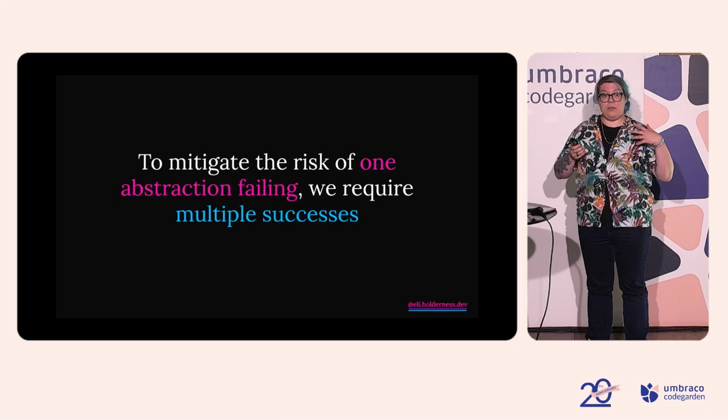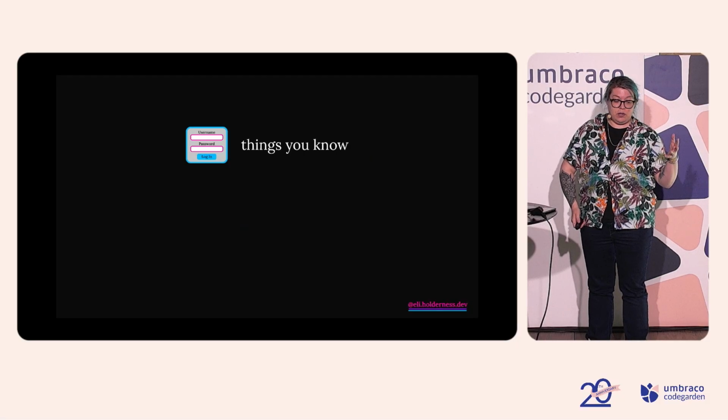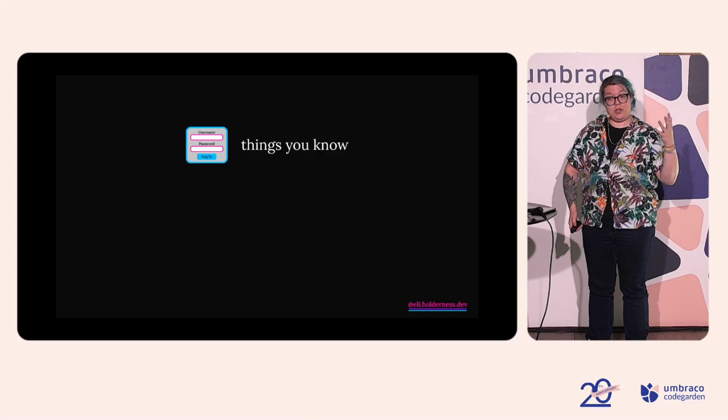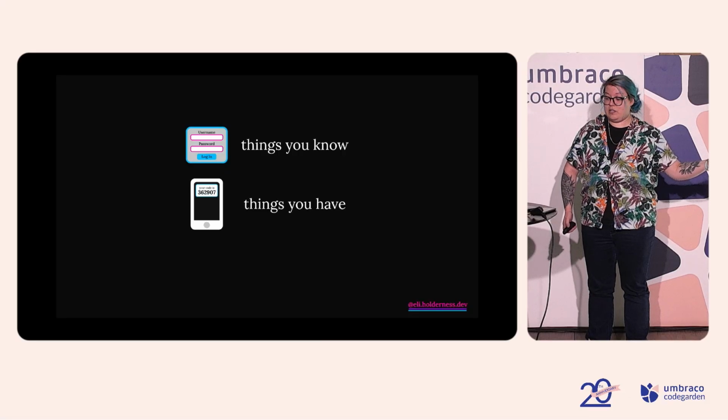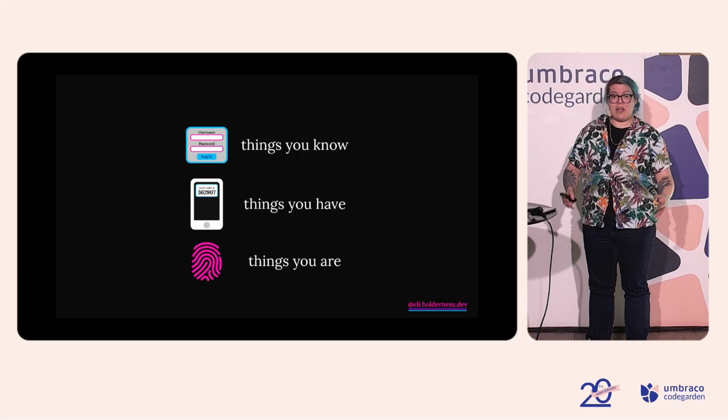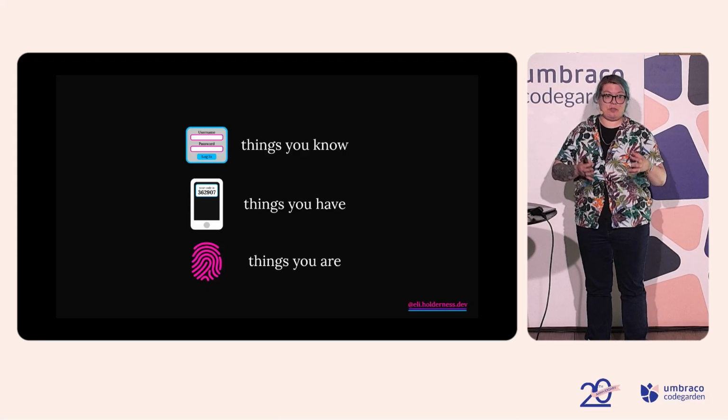And in order to make this as strong a concept as possible, we have different types of factors. A username and password would be something you know. But you can also own things like a phone or a YubiKey. You can also be things like biometrics. And so we have these three categories of ways to abstract over identity.